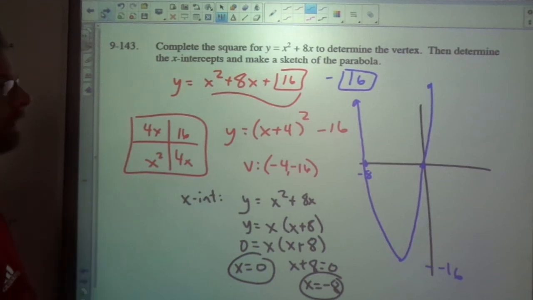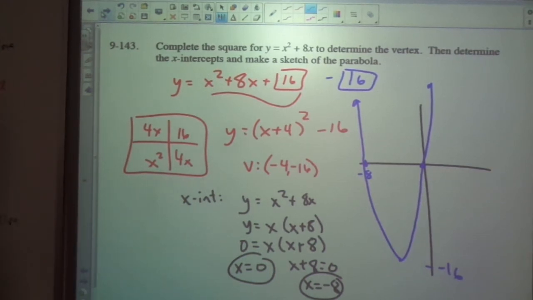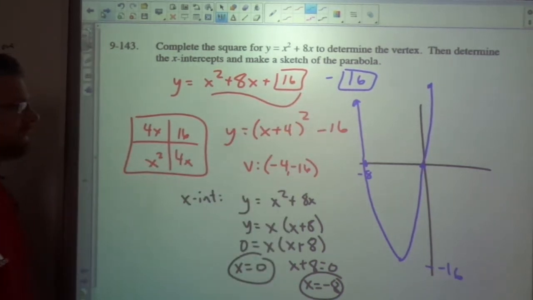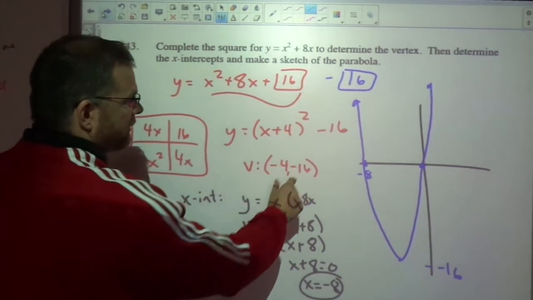143, this is a core problem. This is one you should be able to do. To find the vertex form, I completed the square. I added the 16 and subtracted 16. And that gave me my vertex form, so there's my vertex.